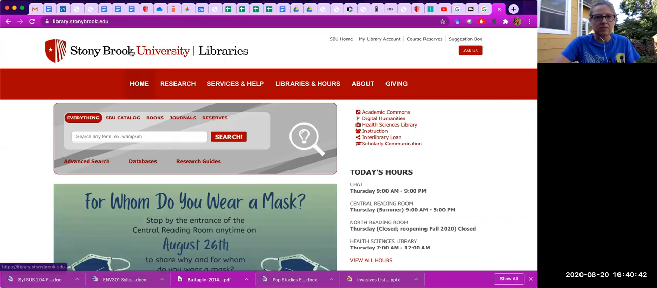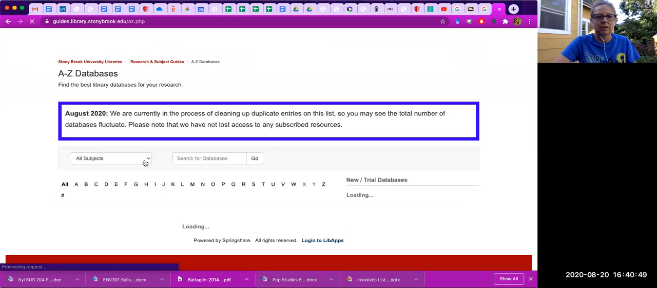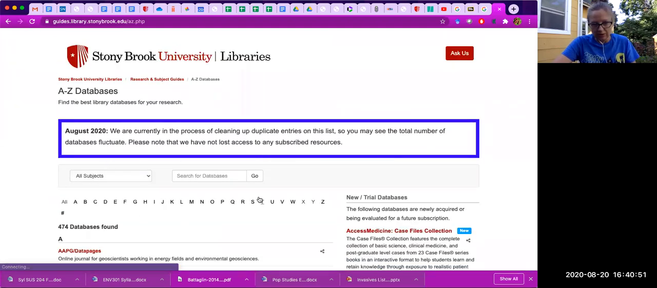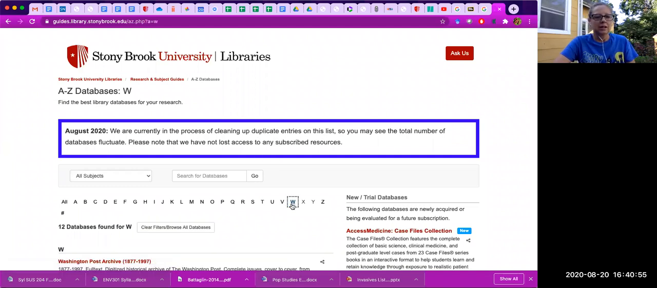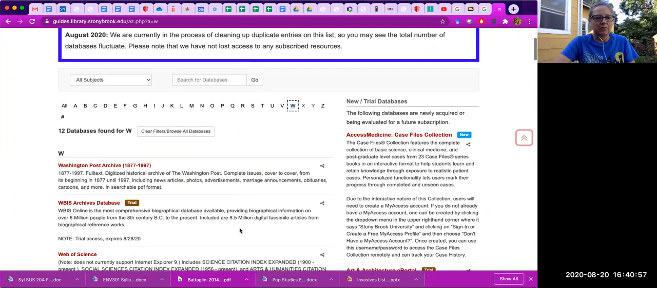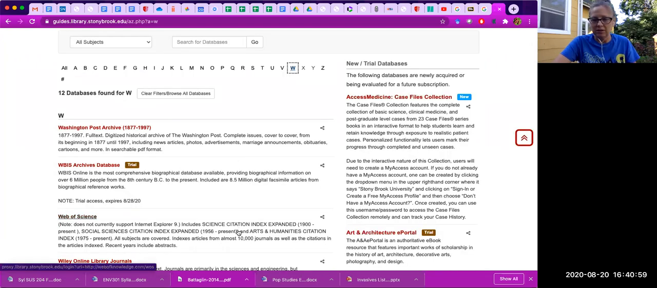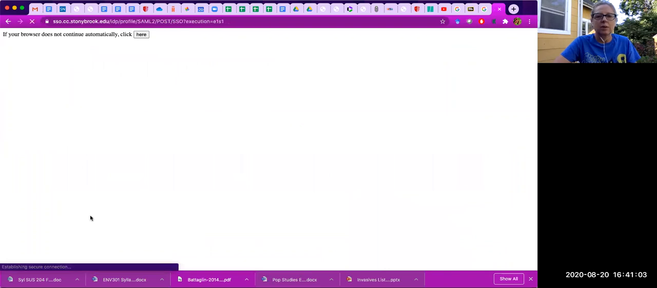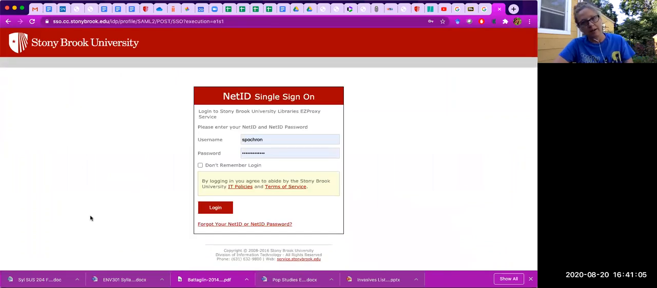Okay, so back to Web of Science. We go to the library website. We could even bookmark this. We could click databases. That's what we want. It's going to give us so many choices. We're going to pick W for Web of Science. And we're going to scroll down and we're going to find, look at that, Web of Science. Clicking on that puppy.